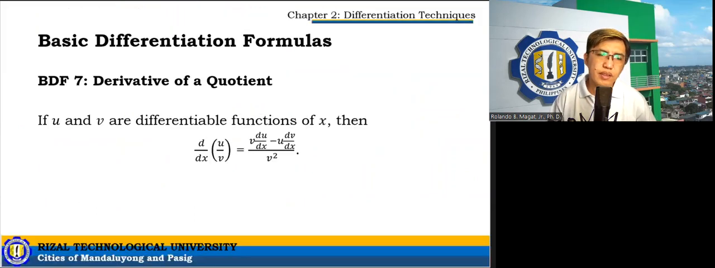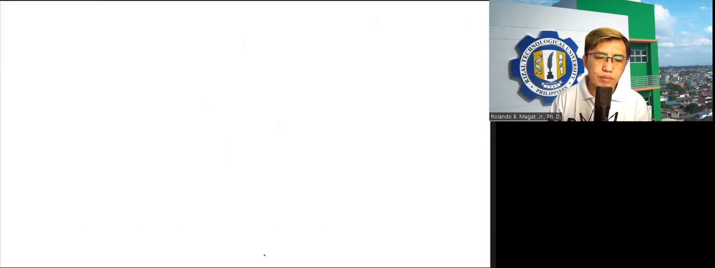Next. The last basic differentiation formula is the derivative of a quotient. So if u and v are differentiable functions of x, then we have d over dx of u over v is equal to v times du over dx minus u times dv over dx, all over v squared, provided that v is not equal to 0. Okay, let's prove.